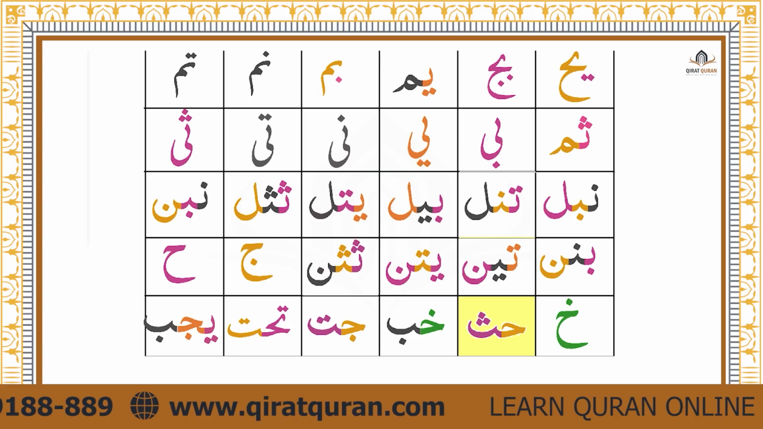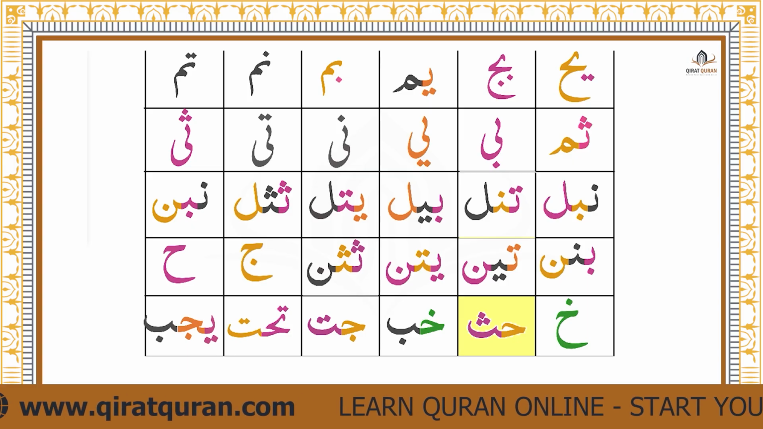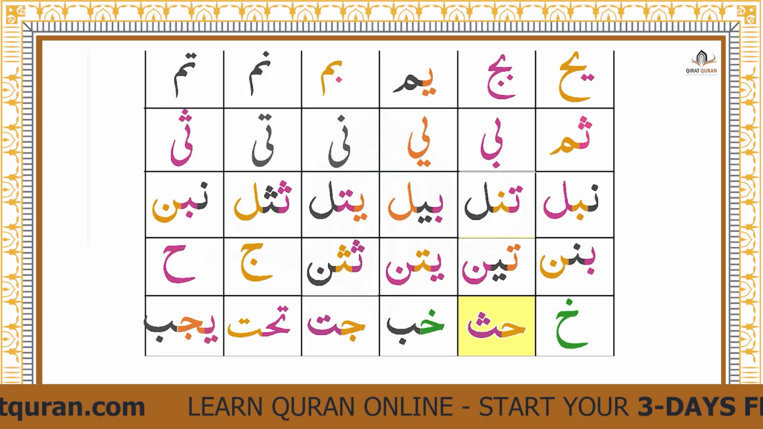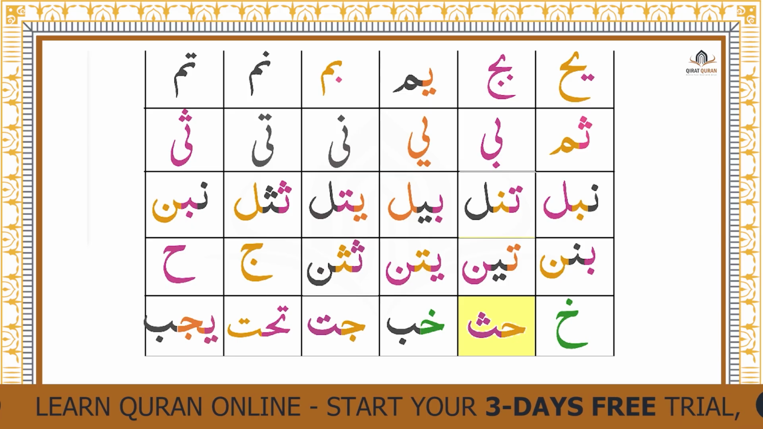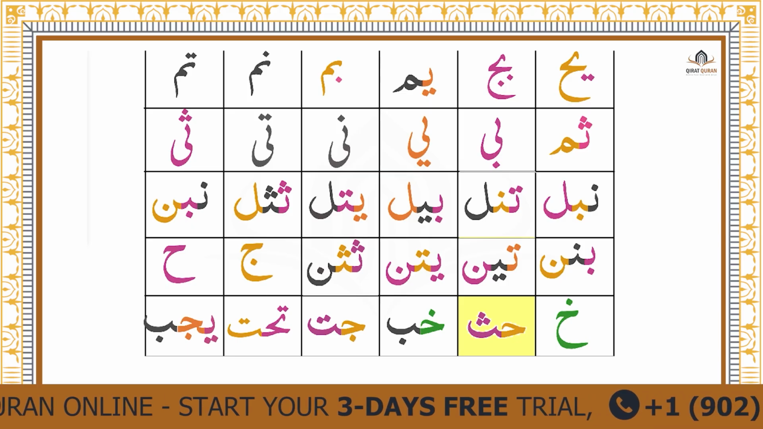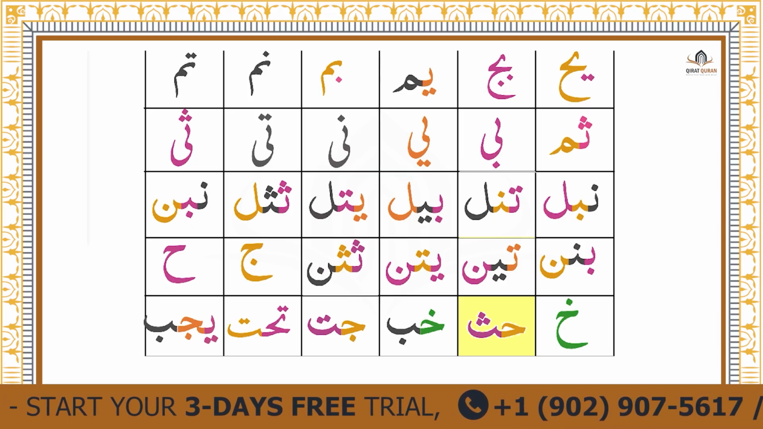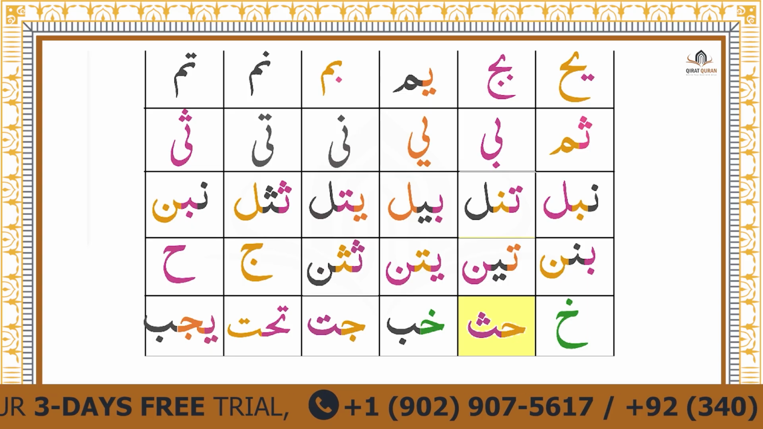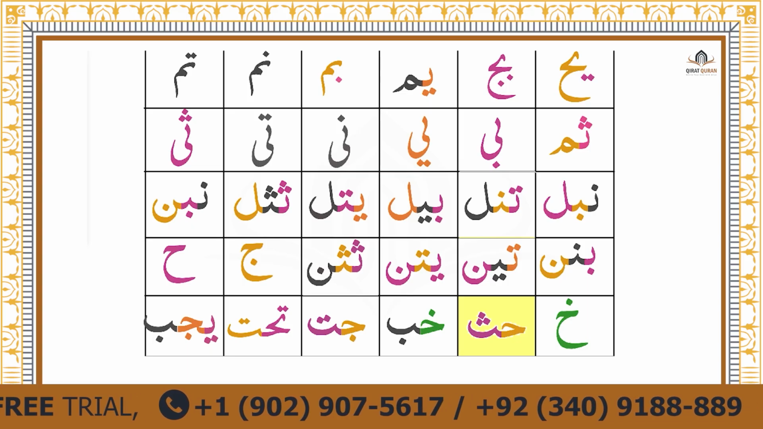So this is ha. The next letter has three dots at the top, so we know that this is sa. So these two letters are, the first one ha, and then sa.